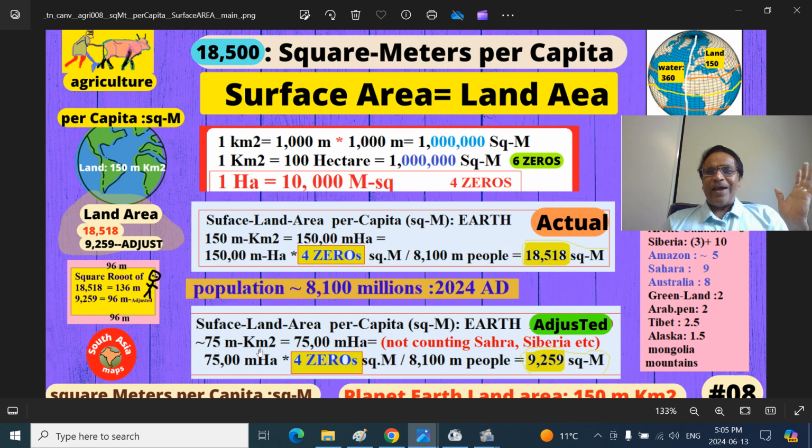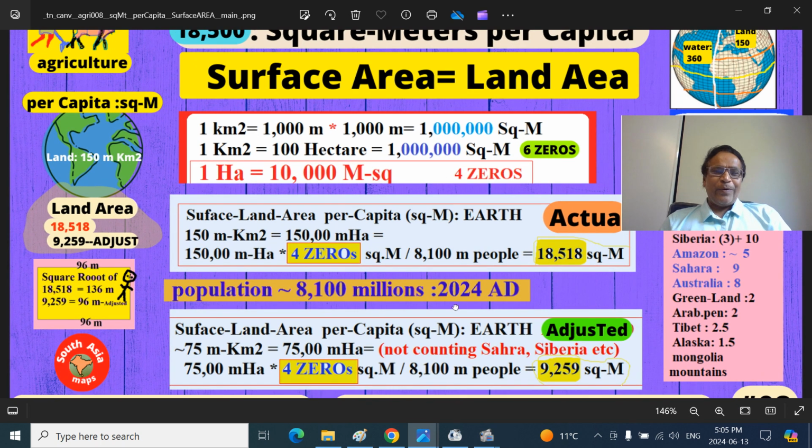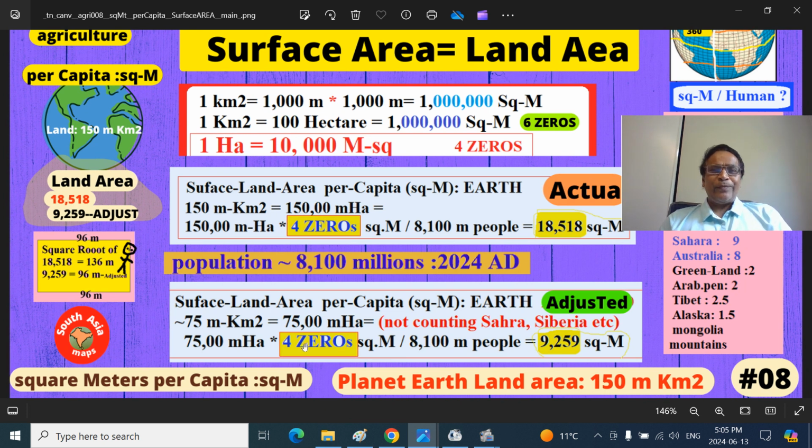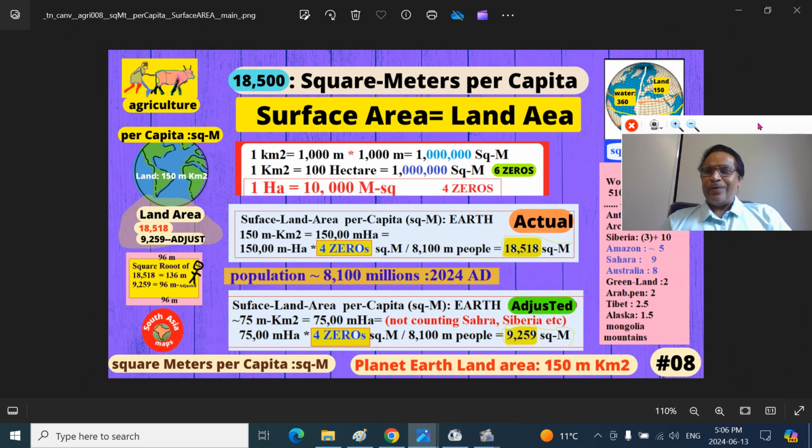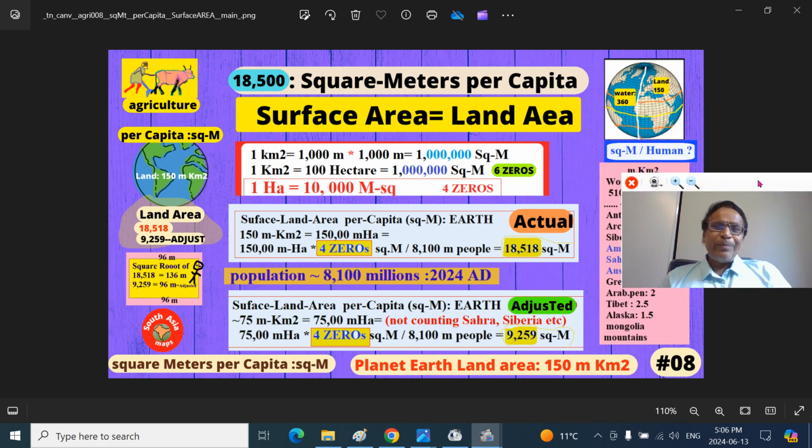That means multiplied into hectares, add 2 zeros. So 75 with 2 zeros is a million hectares of the surface land on the planet Earth. Remember, we talked about hectare has 4 zeros. We add 4 zeros here. These are all million, these are all hectares. Now it is square meters, right? Divide by 8,100 or 8,000, you get roughly 9,000, exactly half of it, because we have taken away half of the area. Whether you take the actual or the adjusted is up to you, but you have to know the exact difference between those two. So, I have put these things very intuitively for you.